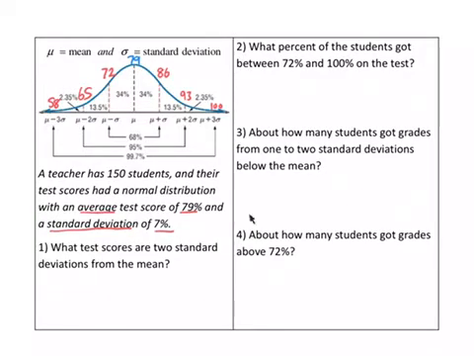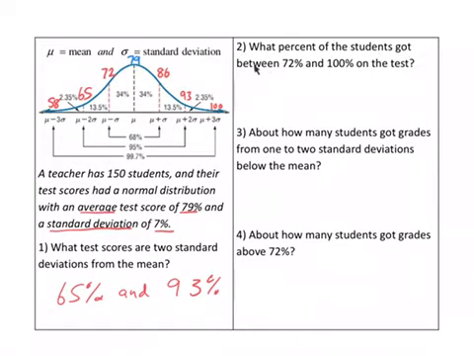So let's answer these 4 questions from our normal distribution picture. The test scores are 2 standard deviations from the mean. So what scores are 2 standard deviations from the mean? So I'm talking about this one, which is 93, and this one, which is 65. So that would be 65% and 93% are my 2 test scores that are 2 standard deviations from the mean.